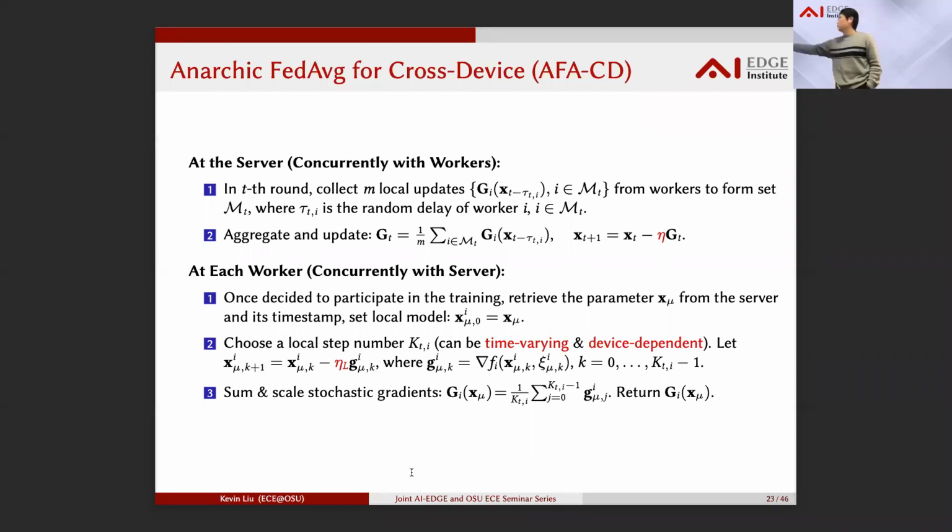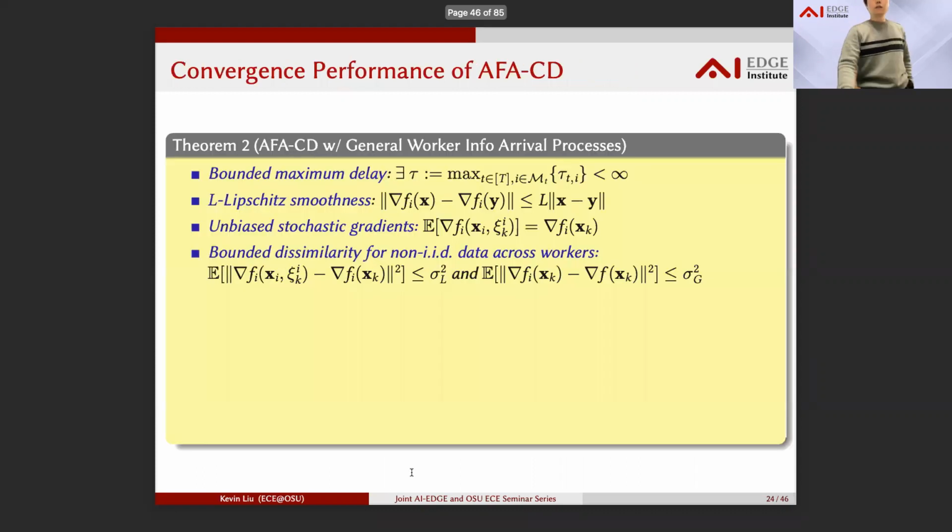Now after that, the client will sum all these K steps' results together with some appropriate scaling. This looks like a pseudo gradient. We return the result back to the server, and then the whole thing will keep going again and again. That's the anarchic version of FedAvg.